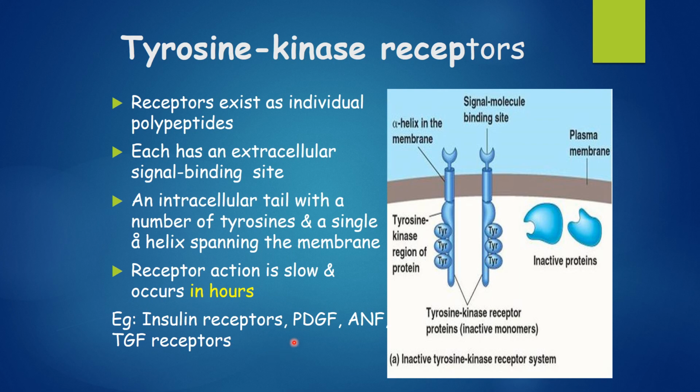The insulin receptors, phosphodiesterase receptors, ANF receptors and TGF receptors are all slow acting receptors. So when a stimulus is activated, the response will take a few hours. For the ion channel it was milliseconds, and the response was within seconds. When the receptor is activated, the action occurs right away. But here it is something different. Even though the receptors are activated, it takes many hours for the action.